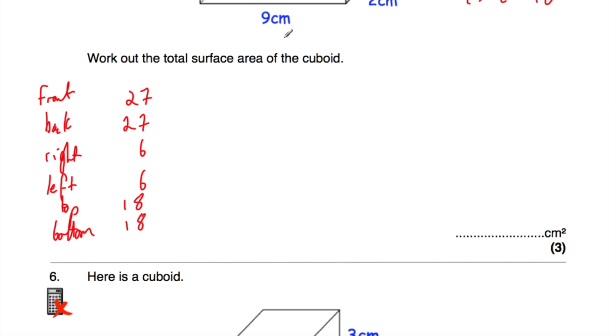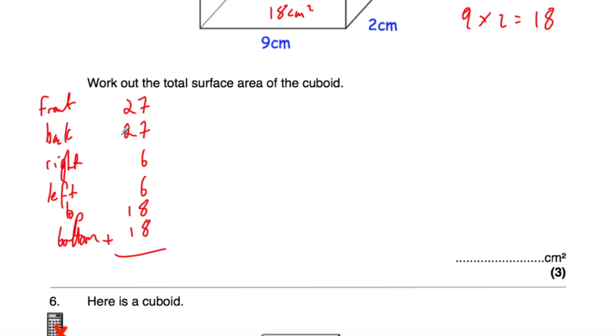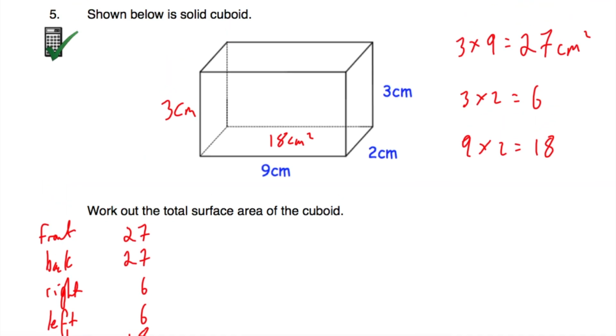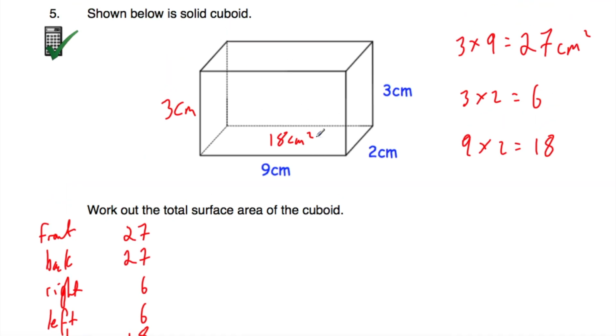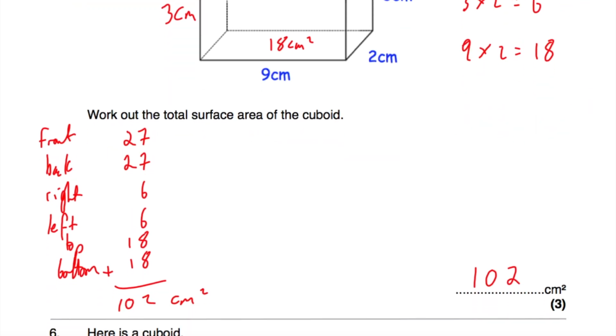Now we've been asked to find the total surface area. So we've got the front, the back, the right, the left, the top and the bottom. Let's add them all up now and get the total surface area. Okay, now this is a calculator question, so that's quite nice. We can just do 27 plus 27 plus 6 plus 6 plus 18 plus 18, and that's equal to 102. So 102 centimeters squared. So that's the total surface area of that cuboid, 102 centimeters squared. And if you get the area of all 6 faces and add them all up, we get 102 centimeters squared.